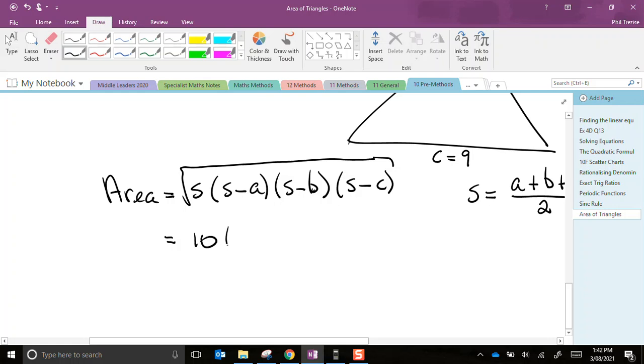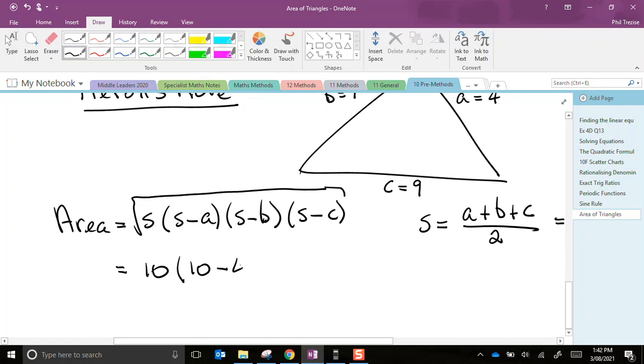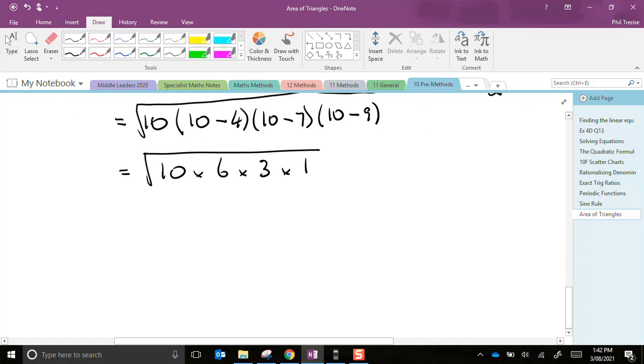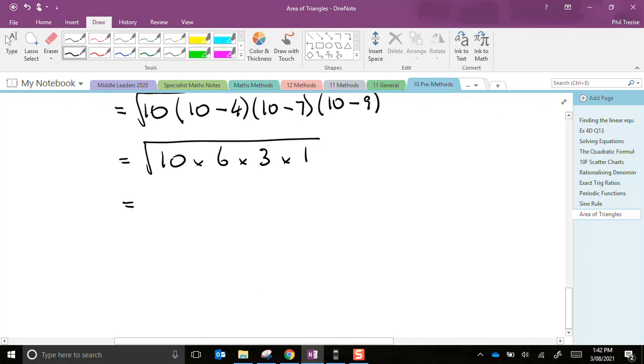Now come back to here. S is still 10, take away A, which was 4. S is 10, take away B, which was 7. S is 10, take away C, which is 9. And still with a giant square root sign. Now we can calculate this. 10 take 4 is 6, 10 take 7 is 3, and 10 take 9 is 1. That's an easy one. So I have, let's see, 3 times 6 is 18, times 10 is 180. The square root of 180.